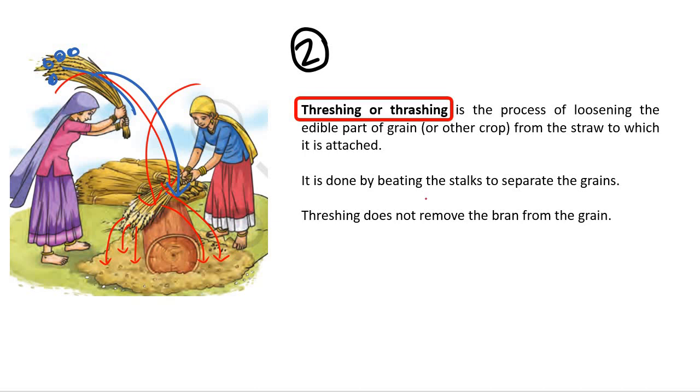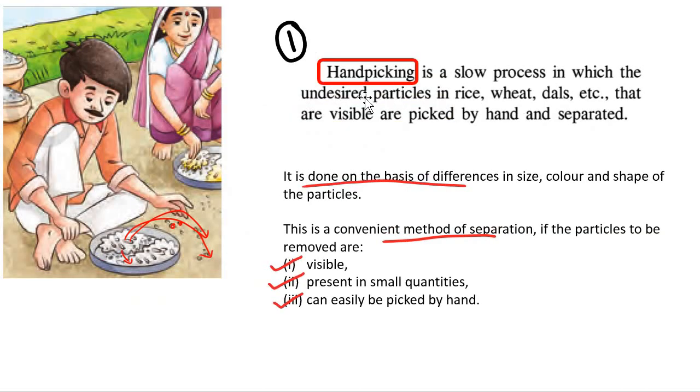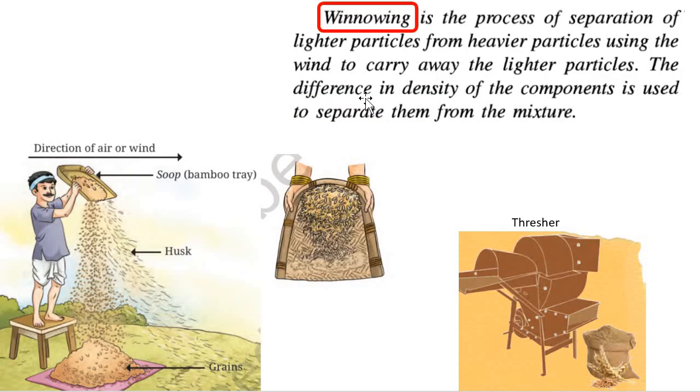Now remember that threshing does not remove the bran from the grain. For this we have to use another separation method. So this is our second separation method. Hand picking was the first method. Okay, now the third method is winnowing.